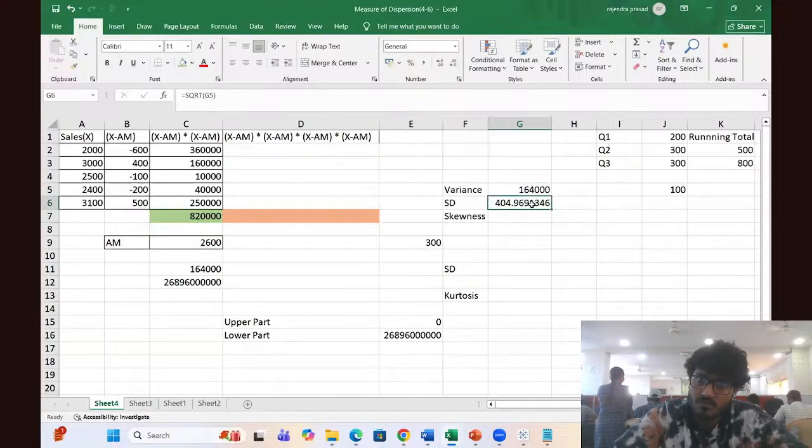So what is it saying? 404. What do you mean by that? Whenever you are expecting your sales to be 2,600, then the standard deviation is saying that you might get 404 sales more or 404 sales less. You getting my point? The standard deviation is saying that there might be a variation, that you might get 404 more or 404 less.